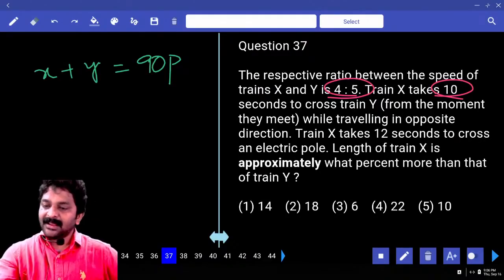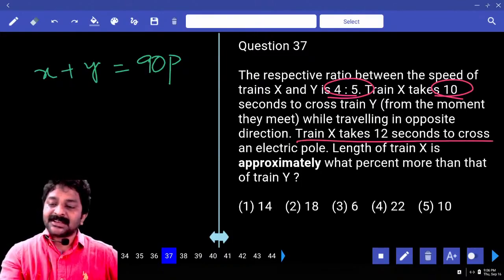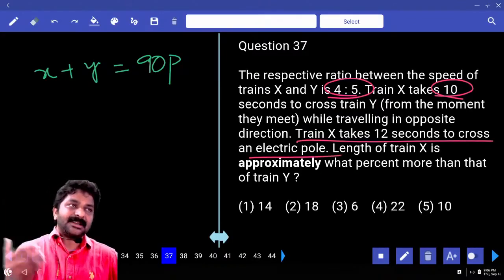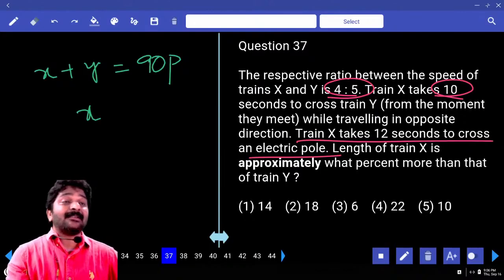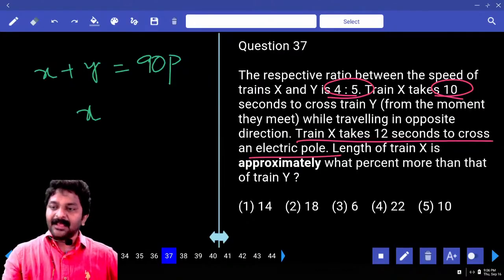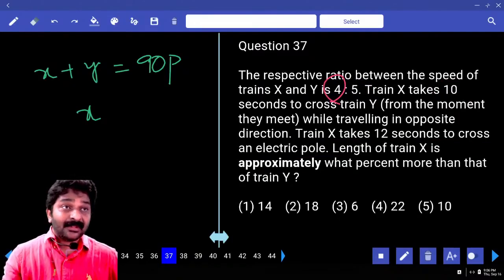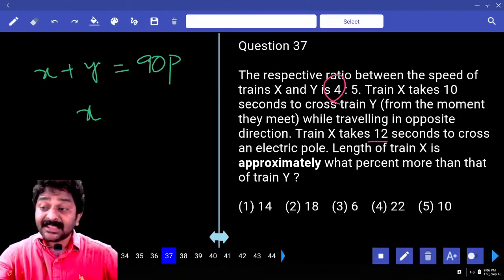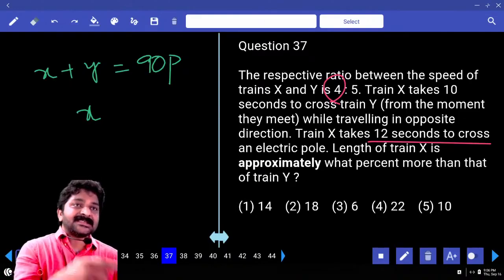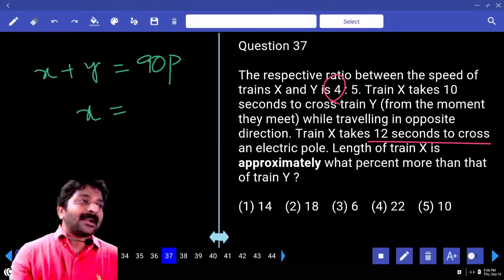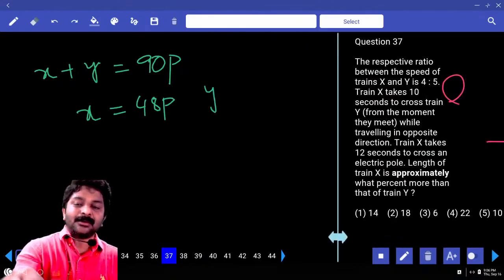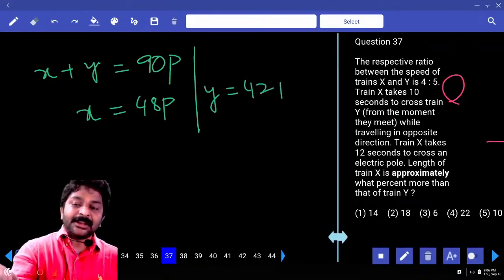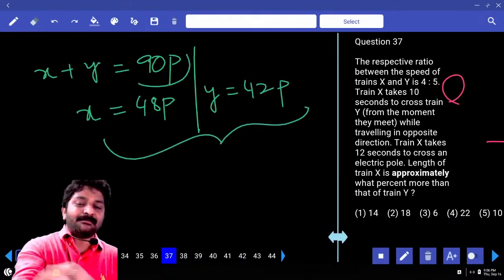Next, train X takes 12 seconds to cross an electric pole. If a train crosses an electric pole, the distance covered is only the train length. Which train is that? X. Hence, the distance covered in the second case is only X. With what speed is train X travelling? 4 parts. And how much time is it taking to cross the pole? Then the distance covered is 4 parts speed into 12 seconds time. 4 into 12, 48 parts. From this we can conclude Y is equal to 42 parts, then only X plus Y becomes 90 parts.